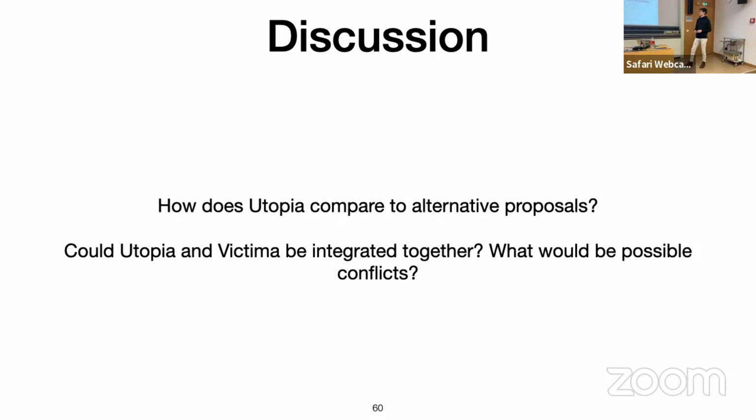Also, how does Utopia compare to alternative proposals? And could Utopia and Victima be integrated together? What could be possible conflicts? I'm mainly bringing up Victima because I knew that it would be presented right before Utopia. So I don't see a lot of problems there. I think they could be integrated together, which would definitely increase the performance improvement, and this would make for a good architecture, I think. I don't know if this has been tested yet, though, Utopia and Victima together.